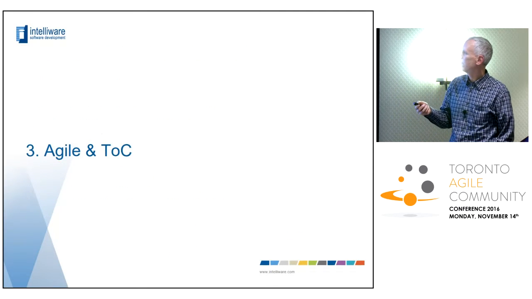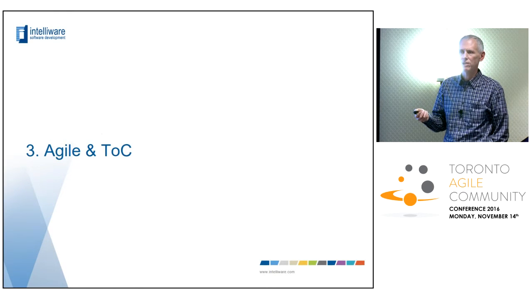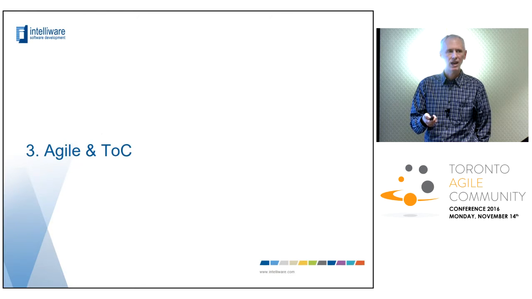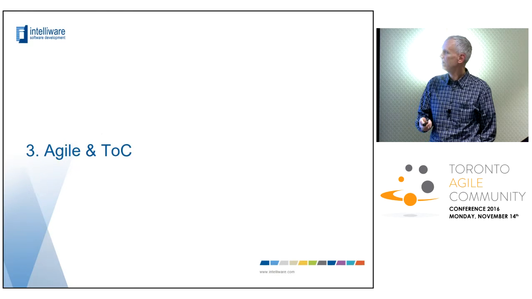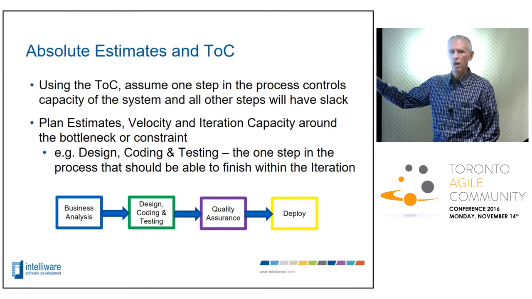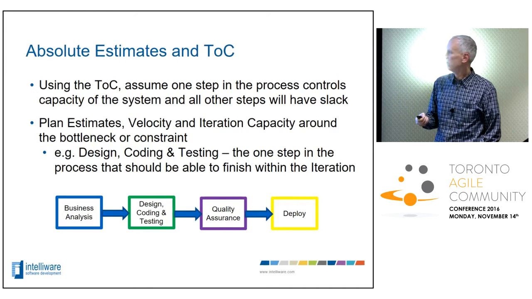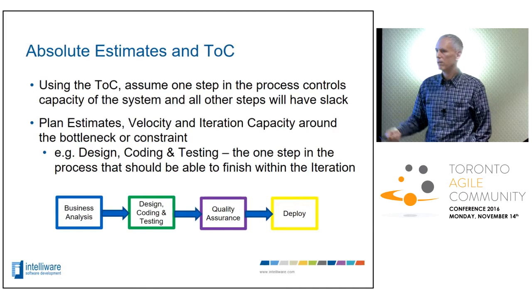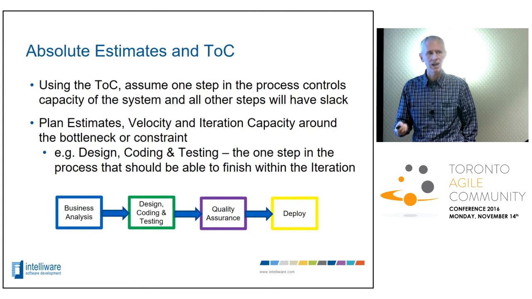Cool. All right. So now we get into the really interesting stuff. How does this relate to Agile? I've talked about the basics of theory of constraints. I've talked about the basics of Agile. Now I'm going to munge them together. Remember this diagram from before? Applying the theory of constraints to your ideal day estimate says that you need to assume that one of the steps in these processes is your bottleneck, and that's where your estimate should lie.